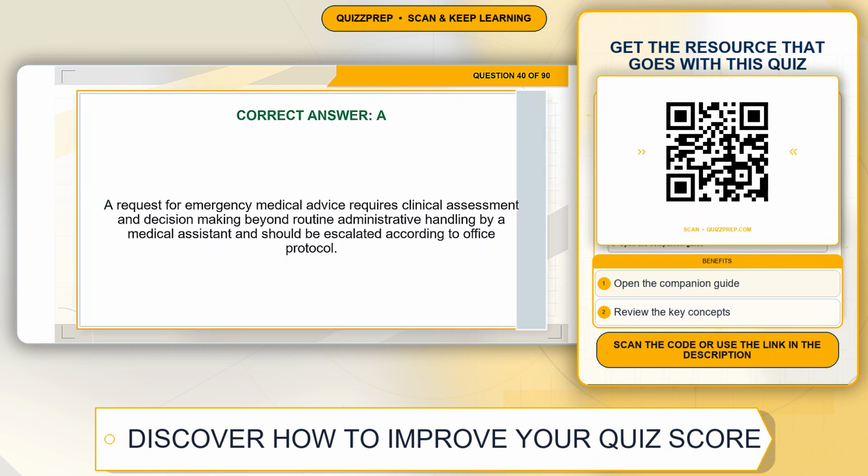Explanation. A request for emergency medical advice requires clinical assessment and decision-making beyond routine administrative handling by a medical assistant and should be escalated according to office protocol.